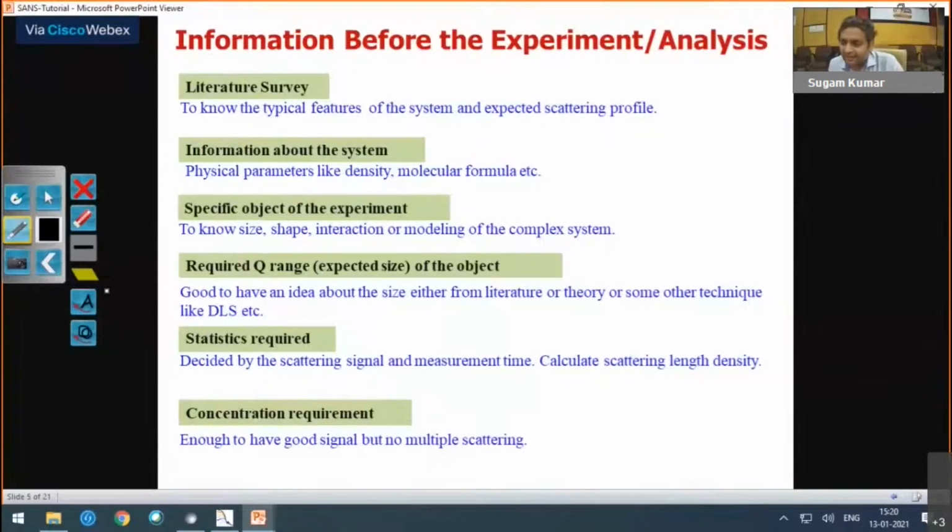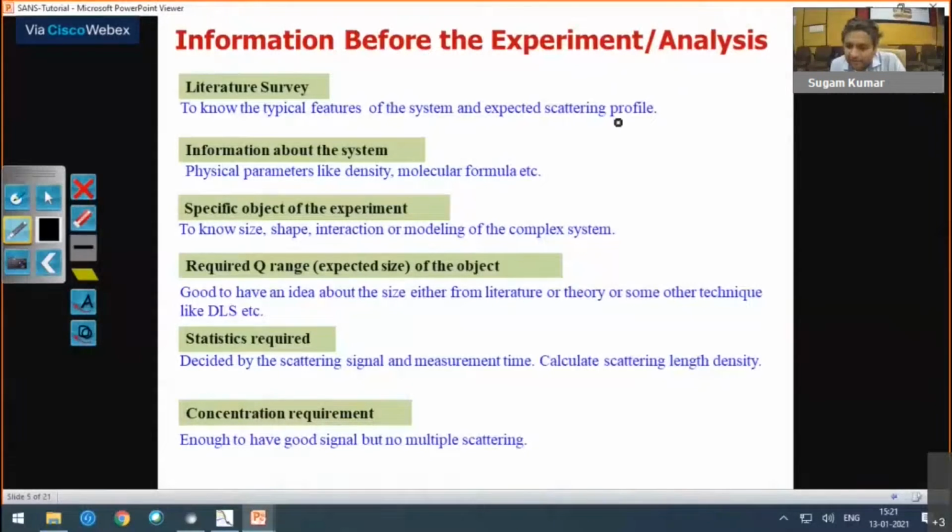So we need certain information. When we start data analysis, the experimentalist must know the following things. One, the typical features of the system. We need these features to do the data analysis, as we will see in the course of time.